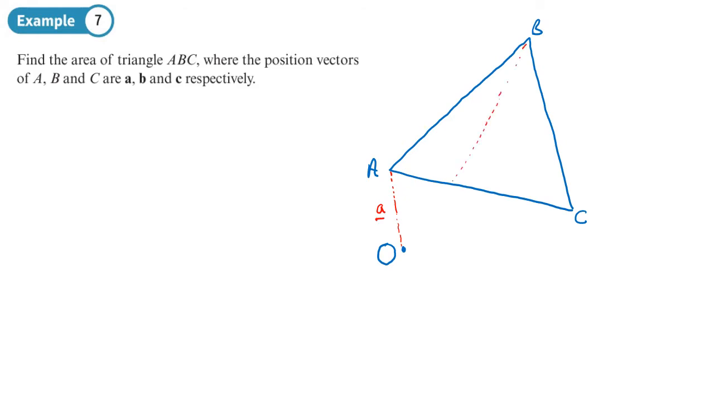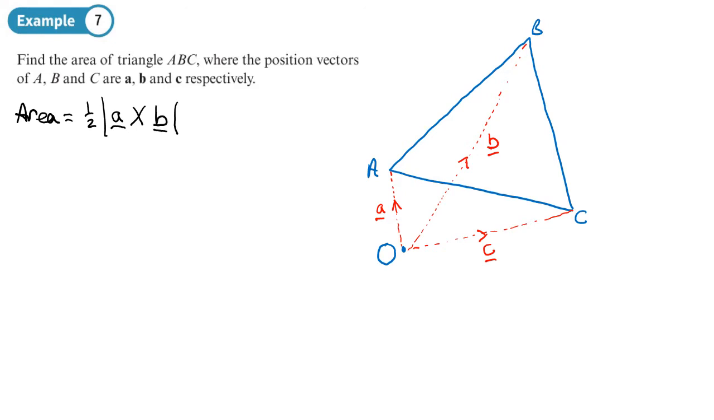This is going to be the vector B, so relative to the origin. And this is the vector C. Okay, so those red lines are just the positions of those points relative to the origin. Now we're going to use the same technique as before. The area of the triangle is going to be half times the cross product of A and B.